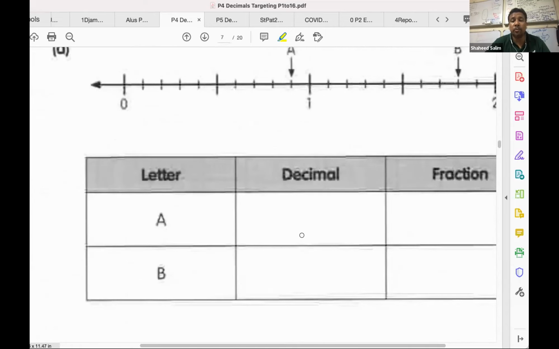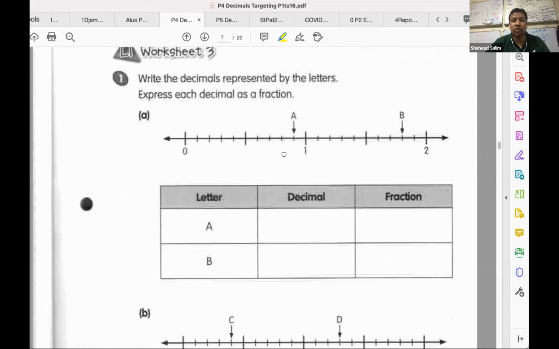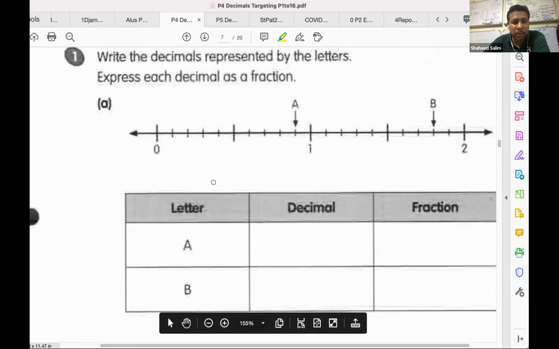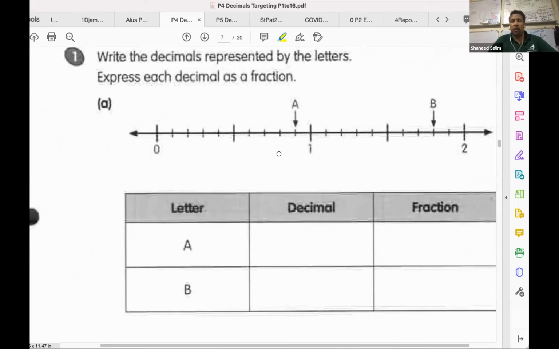Okay, they want you to express each decimal as a fraction. So they want you to say letter A, what is the decimal? Letter B, what is the decimal? You look and try, okay? We give you 1 minute to do this. Come on. Cheer up. We have only 20 minutes left. And then fractions also, don't forget. You have to write.